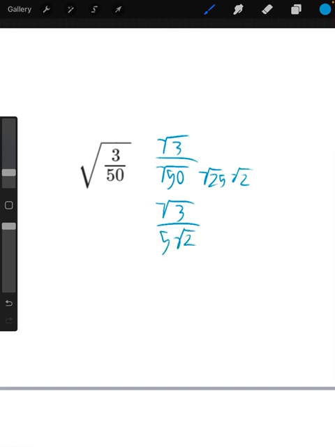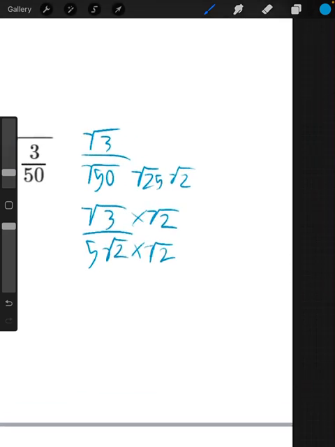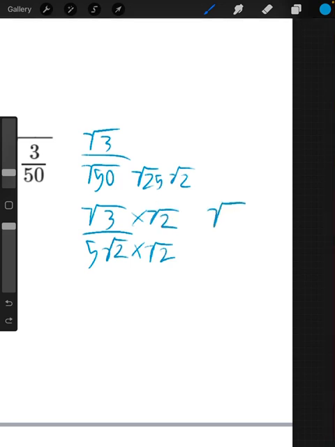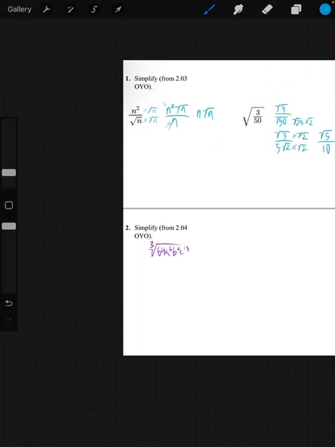of 2. And as we know from the previous problem, we can't have a square root on the bottom, so we have to multiply the top and the bottom by the square root of 2. So then we have the square root of 3 times the square root of 2, so we would have the square root of 6 on top. And then 5 times 2 on the bottom would be 10. Okay, now on to our last problem.